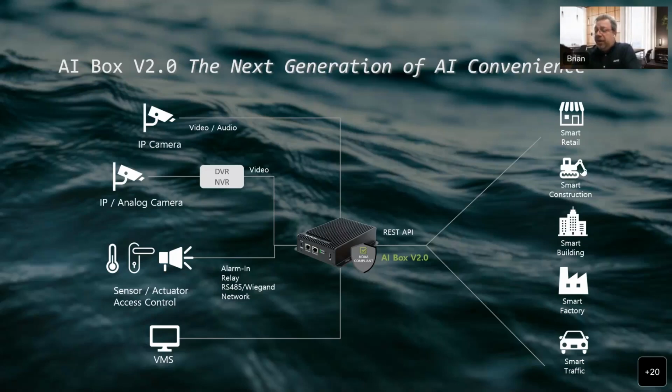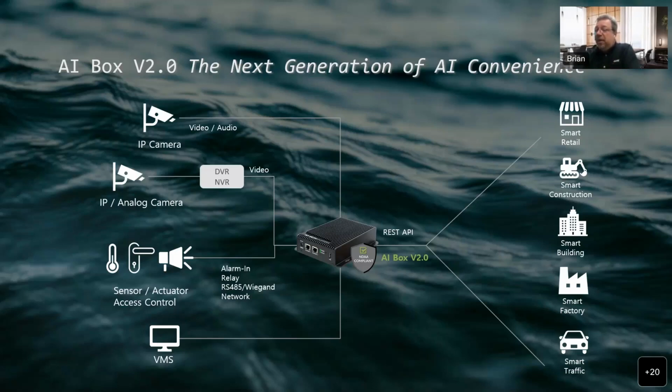What are some of the areas where this comes into play? Retail, construction. And construction can be anything from roads to buildings, factory floors, factory parking lots, traffic. There's a lot of areas and a lot of verticals where this can come into play.